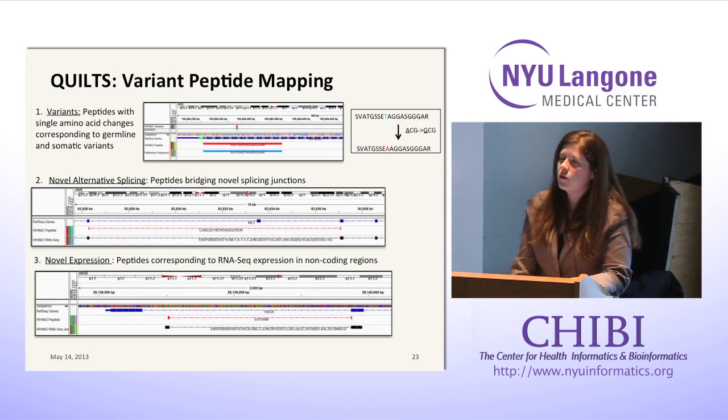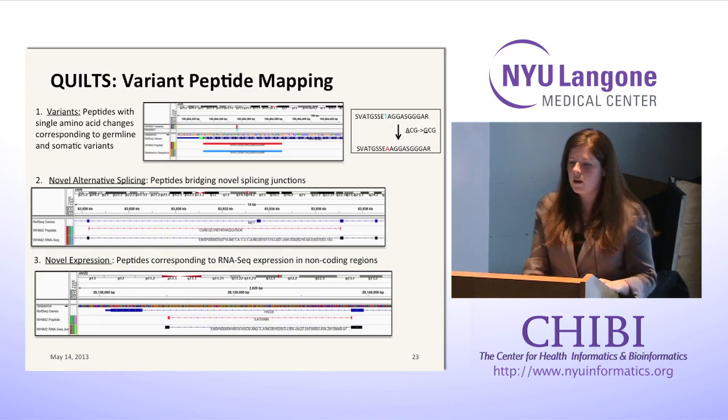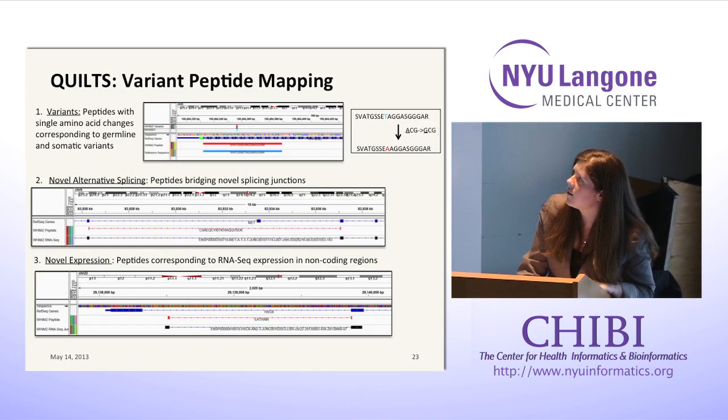So we can also visualize some of our variant peptides. Here you can see this is a germline variant. The blue is a reference sequence, and the red is our tumor sequence. You can't see it here, but I've blown it up here. So you can see that there is an amino acid change that is consistent with this mutation.